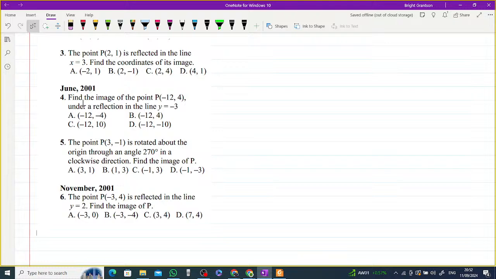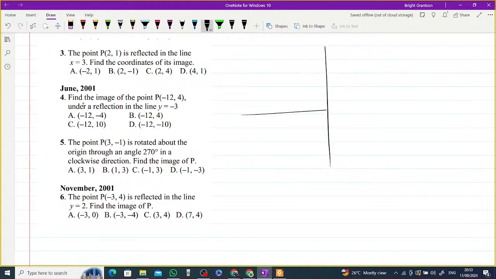There's a song I heard online. It says, rotate, turn it round; translate, shift it left, right, up or down; reflect, copy it across an axis of symmetry. So if you are reflecting it, you are just copying it across an axis of symmetry. So the point 2, 1 is reflected in a line x equals 3.